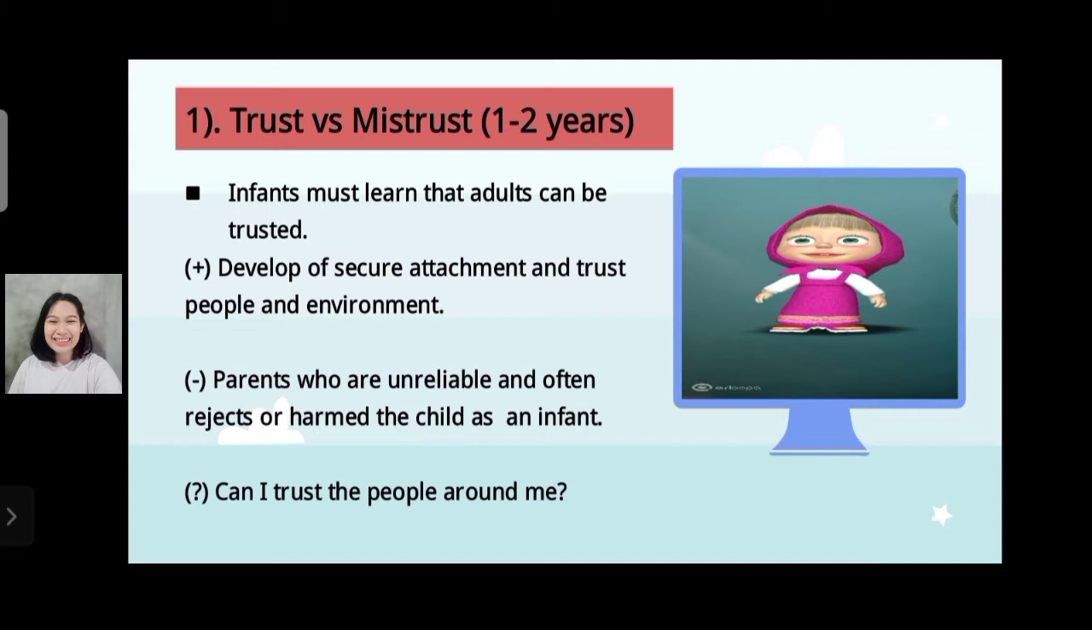The negative part of it is parents who are unreliable and often reject or harm the child as an infant. Not all parents hurt their children, but sometimes they hit their hands or some parts of the body if the baby cries or does something, right? So that's the negative part of it. It can develop a child's mistrust. So the major question is, can I trust the people around me?